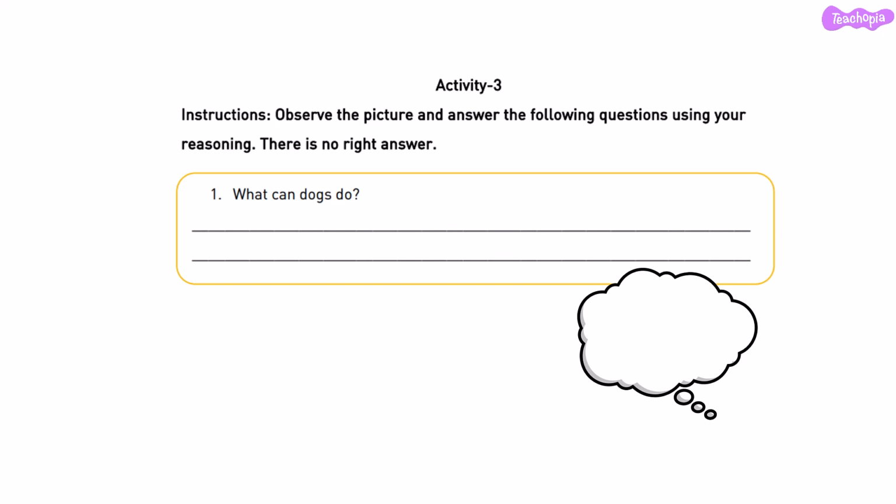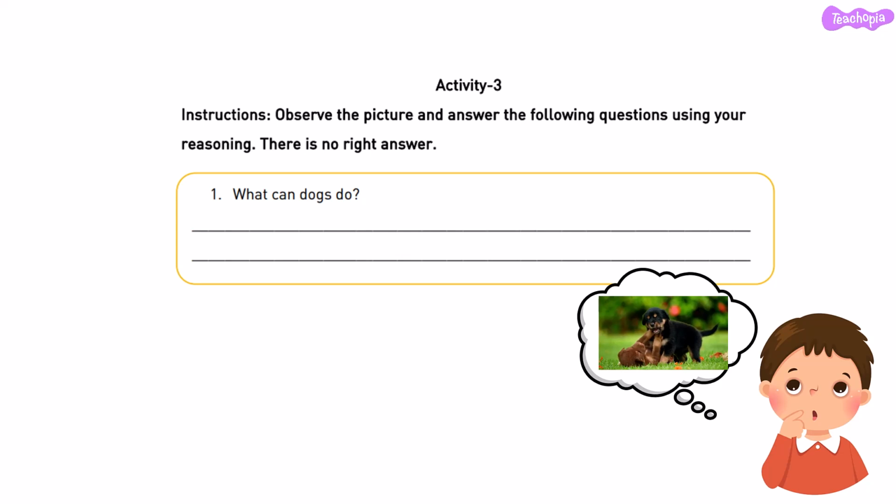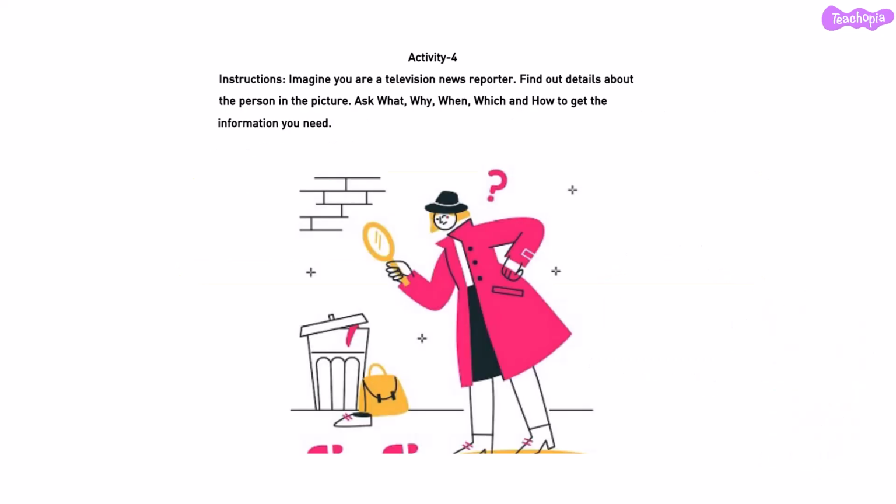Next, in activity 3, learners will observe the picture again and answer questions using their own reasoning. Here, learners must understand there is no right or wrong answer. For example, what can dogs do? Here, learners reflect on the image and think of the dogs in the picture, and then think of dogs in general and reflect on what they do. They may bring up answers like dogs play with each other. Next, let's move on to activity 4.